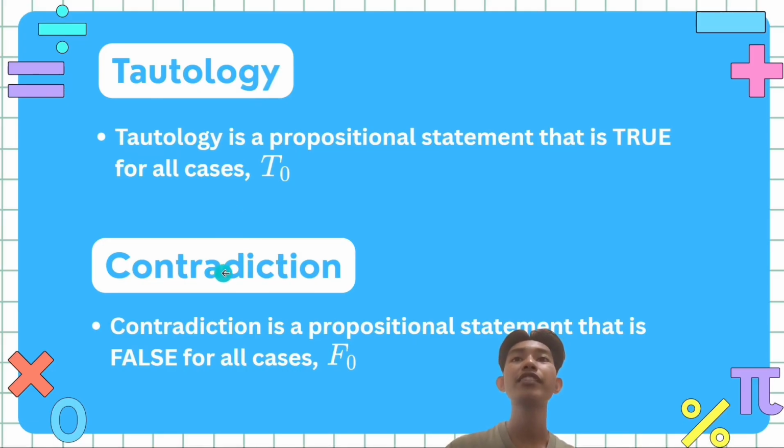Next, we have contradiction. A contradiction is a proposition that is always false for all possible cases. For example, P and negate P. This cannot be true and false at the same time. This is important to help us confirm that a logical expression is always false.